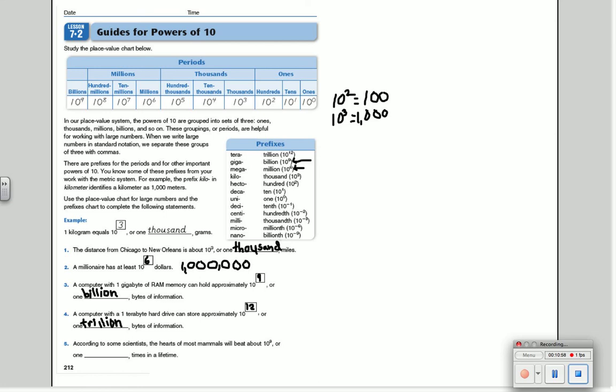Question 5. According to some scientists, the hearts of most mammals will beat about 10 to the 9th or 1 blank times in a lifetime. So again, go up to your prefixes chart. Oh, I already have an arrow next to it. 10 to the 9th means 1 billion. So go ahead and write in 1 billion. Okay.